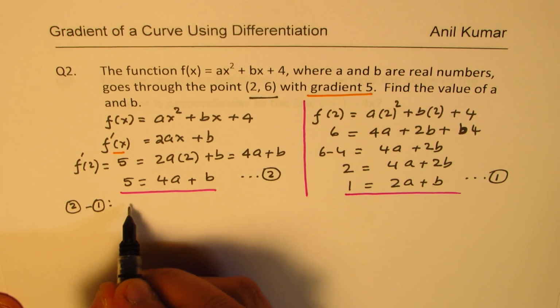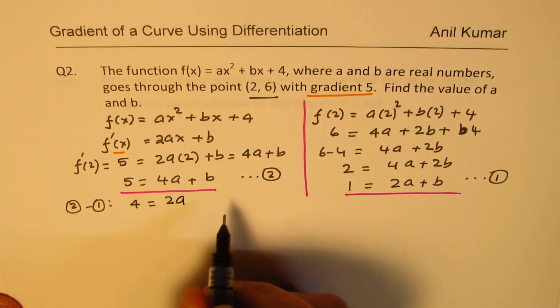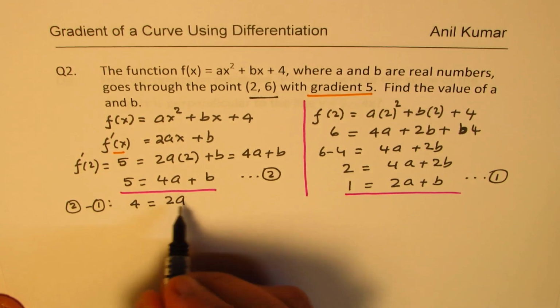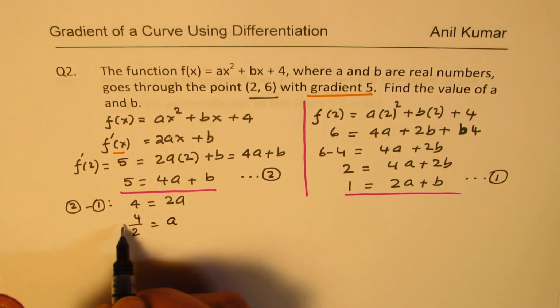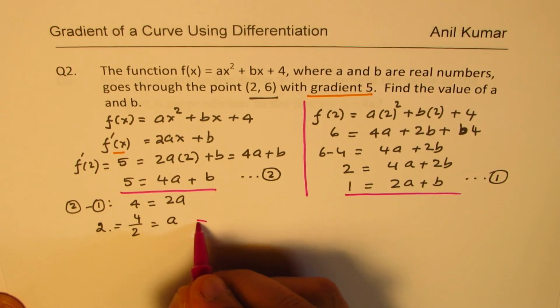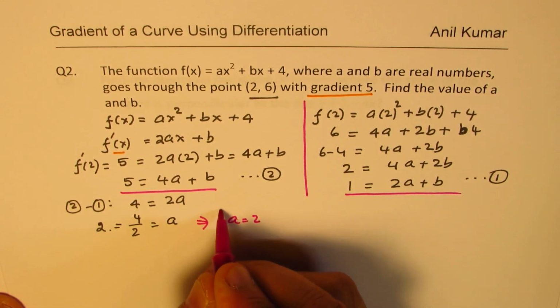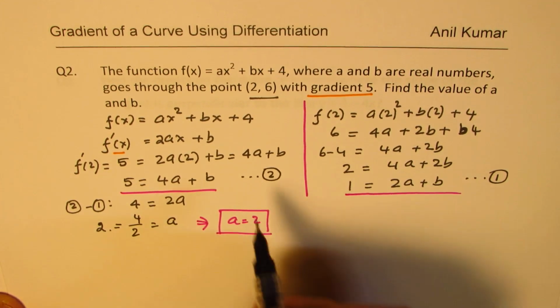5 minus 1 is 4, right? 4a minus 2a is 2a. And b minus b is 0. So we get the value of a as 4 over 2. So the value of a is 2. Now since we know that the value of a is 2, we got a equals 2, right? So we are going to use this value. We'll call this equation 3 now.